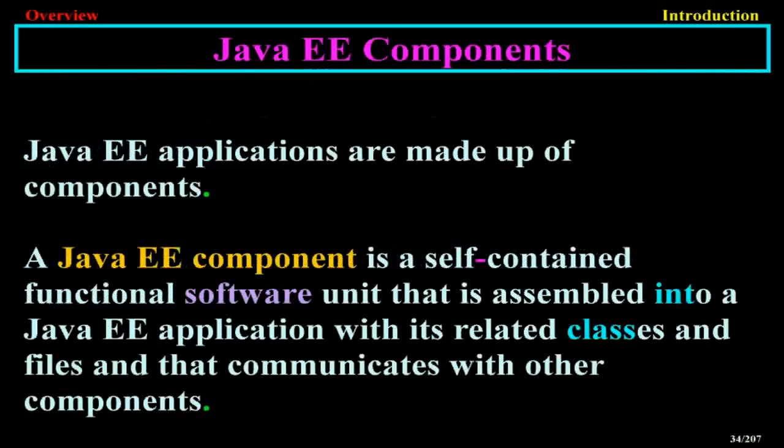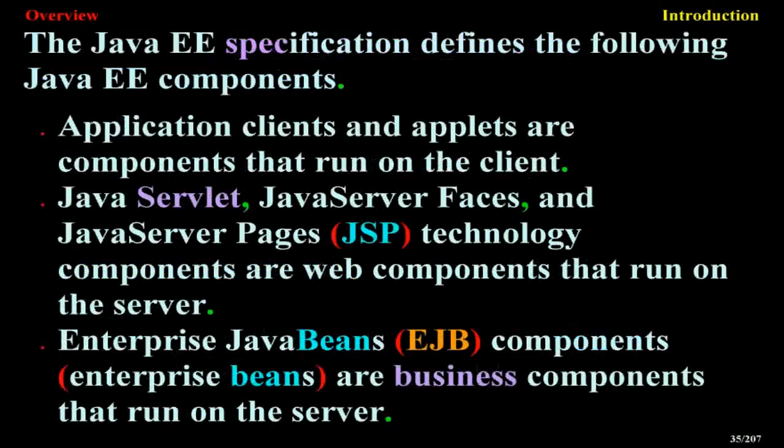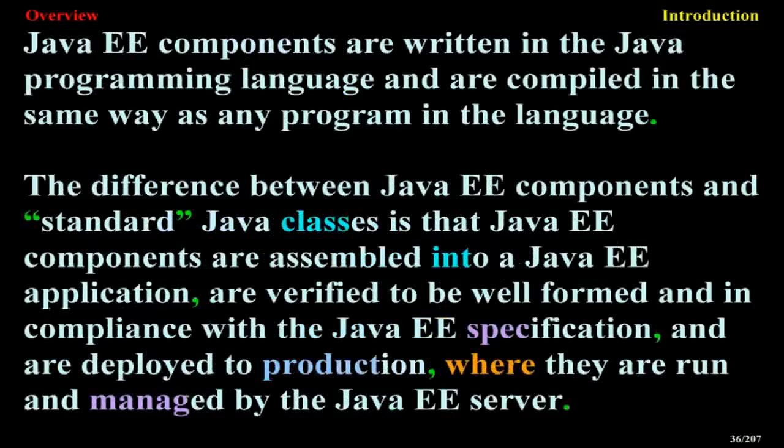Java EE components. Java EE applications are made up of components. A Java EE component is a self-contained functional software unit that is assembled into a Java EE application with its related classes and files and that communicates with other components. The Java EE specification defines the following Java EE components. Application clients and applets are components that run on the client. Java Servlet, JavaServer Faces, and JavaServer Pages (JSP) technology components are web components that run on the server. Enterprise JavaBeans (EJB) components, or enterprise beans, are business components that run on the server.